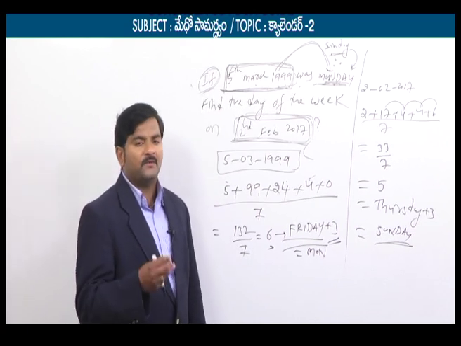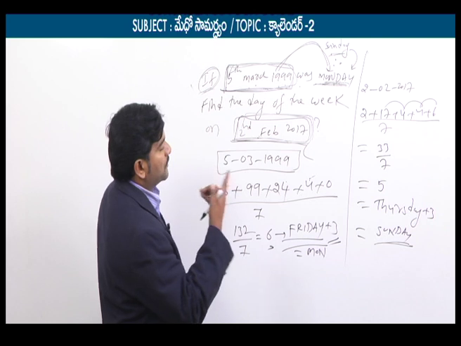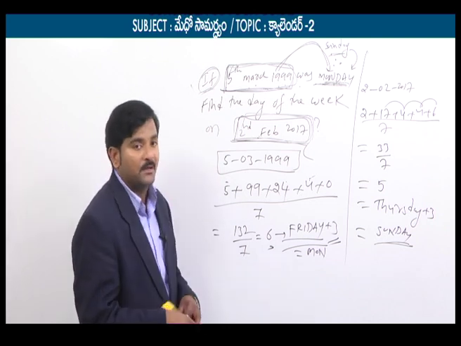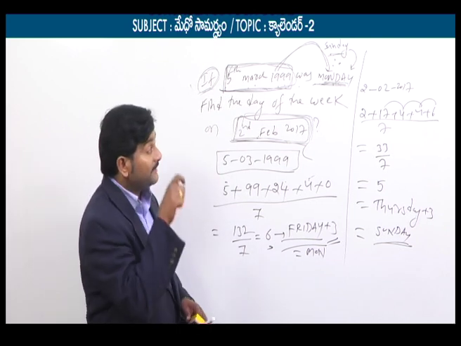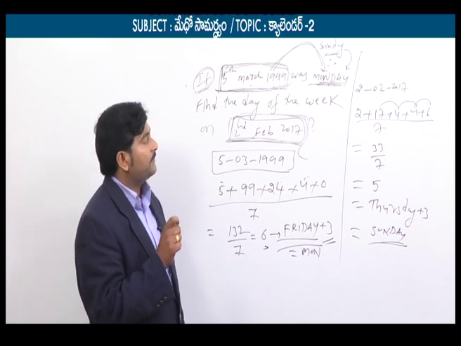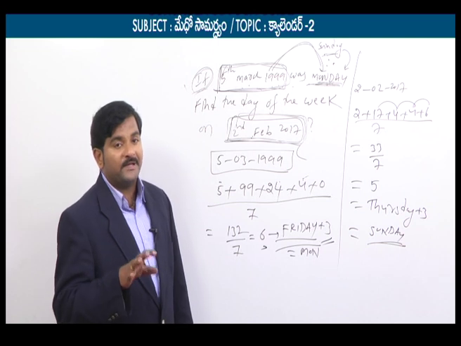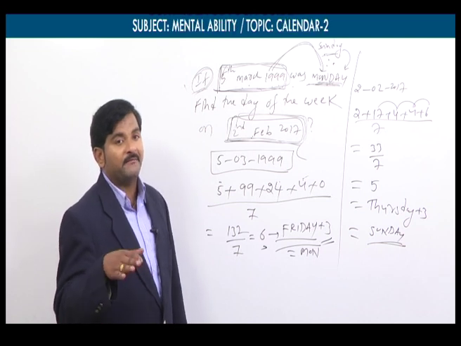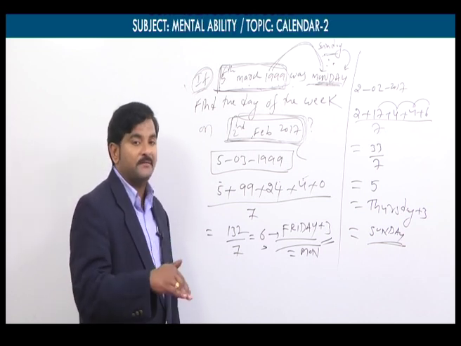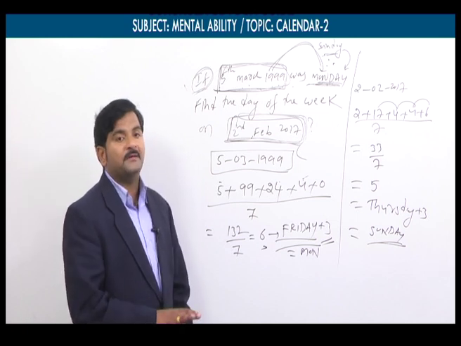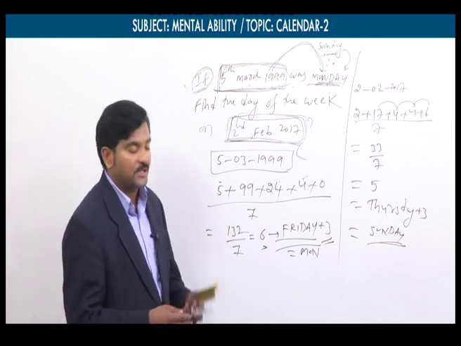Now we will discuss one more model, one more question in the same model, so that you will get some clarity. And in this model also, in the previous session I told, if the given year is a leap year and the given date falls in the month of January or February, simply we need to subtract 1. Just focus on that. Okay.